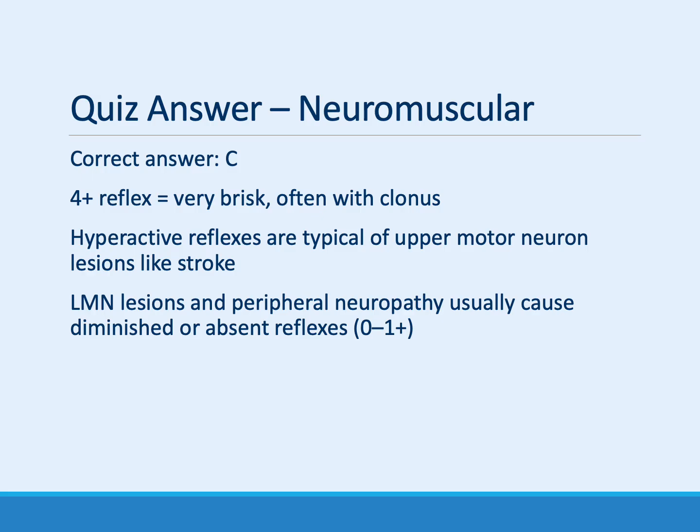When you see a reflex grade of 4 plus in an exam question, think automatically for upper motor neuron patterns. If you see a 0 or 1, you're going to think lower motor neuron or peripheral nerve involvement. The quicker you can make that association, you can eliminate distractions and get rid of those "this one might be right, but it's not the best answer" situations.